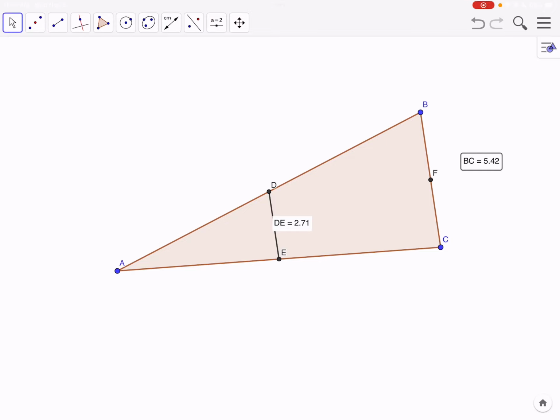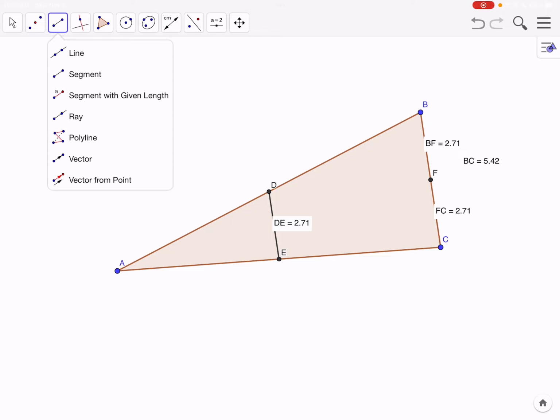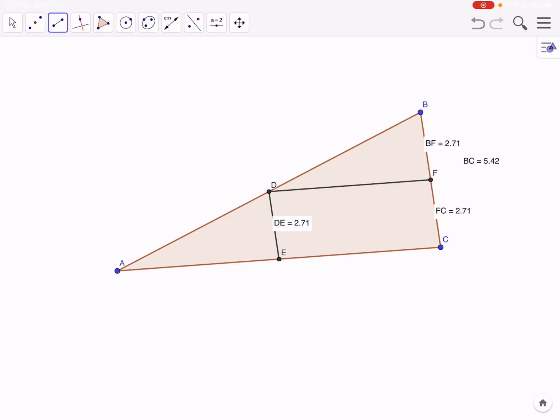I also want you to notice here that B to F and F to C all equal that number. There are three pieces here that are all the same size. They're all half of BC. And this happens when you connect two midpoints. Now I could connect D to F. What would D to F be half of? D to F would be exactly half of the side AC.